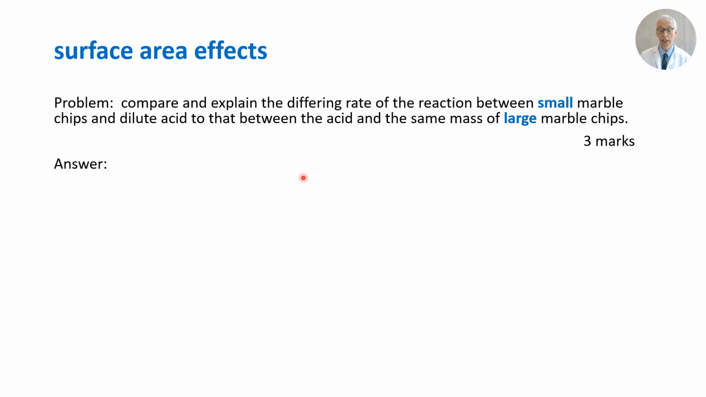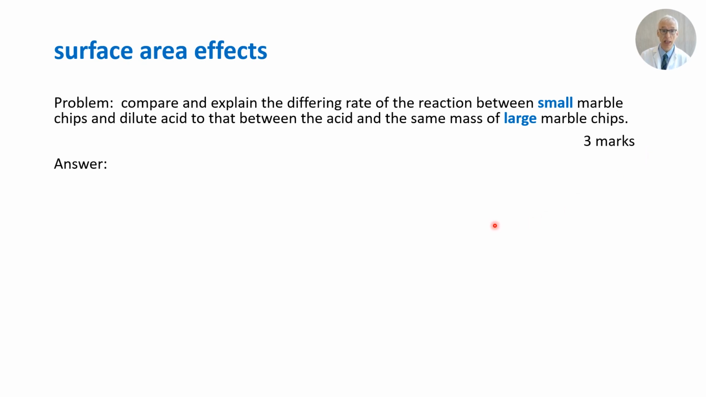So here is a problem for you to try, a typical exam question. Compare and explain the differing rate of reaction between small marble chips and dilute acid to that between the acid and the same mass of large marble chips. Generally, this would be worth about 3 marks. So come up with your answer. You'll need 3 logically sequenced statements to achieve the 3 marks. Pause, complete the answer, come back to check when you are ready.